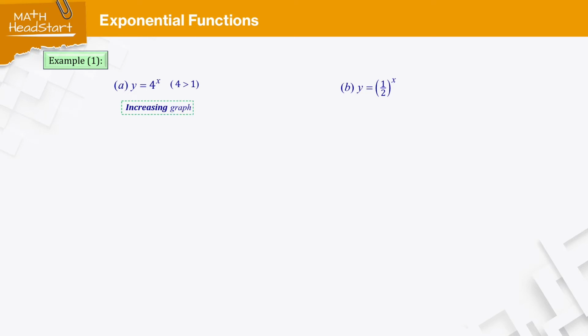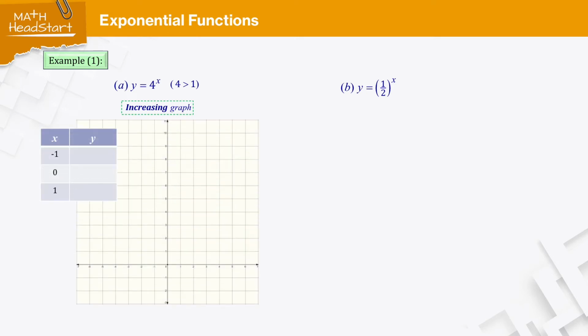Just in case, we can take a few points to draw the graph. If x is negative 1, then y is 1/4 or 0.25. At x equals 0, y is 1 as the y-intercept. And if x equals 1, then the y-value is 4. We know the graph approaches the x-axis as it moves toward negative infinity, so y equals 0 is the asymptote. Using all guidelines, we can draw y equals 4 to the x as shown.